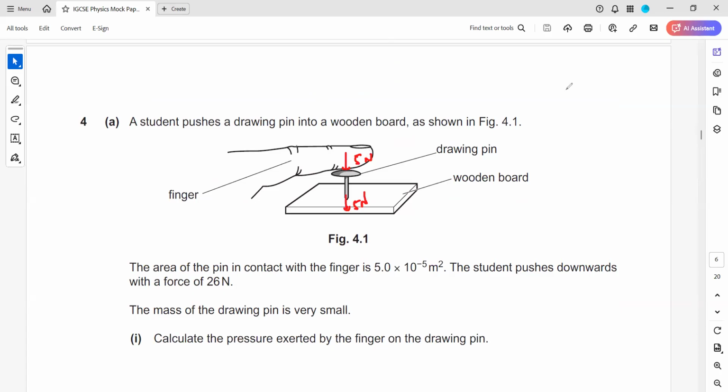If you push any object, like a nail, and you hammer the nail into the ground, if you apply a force of 10 Newton, the nail will also apply a force of 10 Newton on the ground. The force will be the same, but what will be different? The pressure will be different. Because here the drawing pin, this part has a large area, so the pressure will be low. But this part has a small area, so the pressure will be high. So the pin will apply more pressure compared to the pressure we apply on the pin. But the force will be the same.